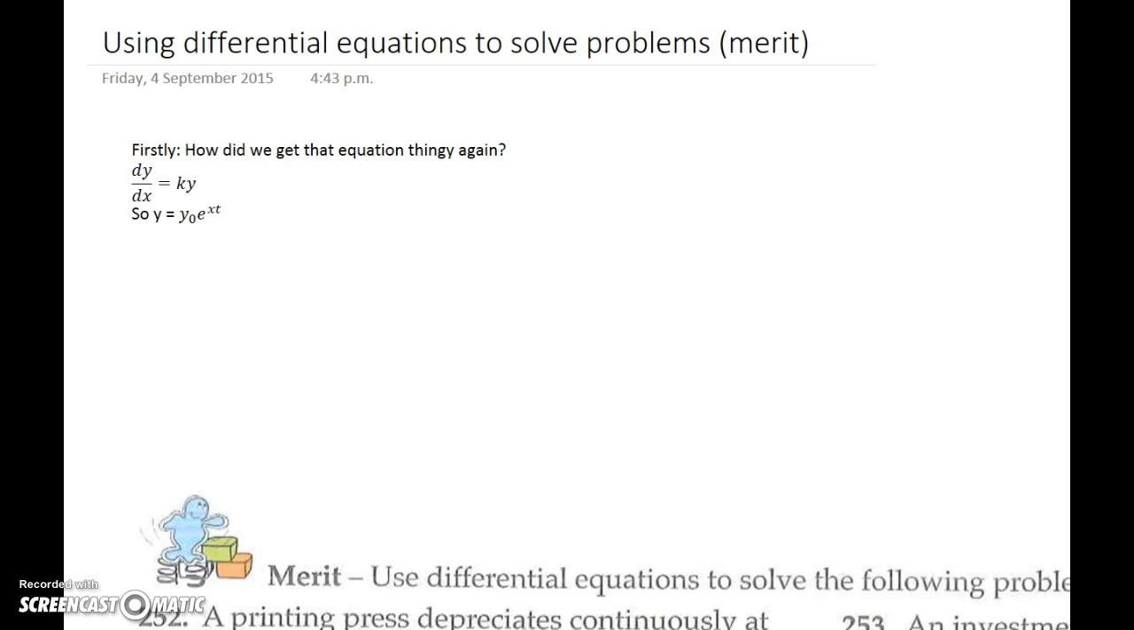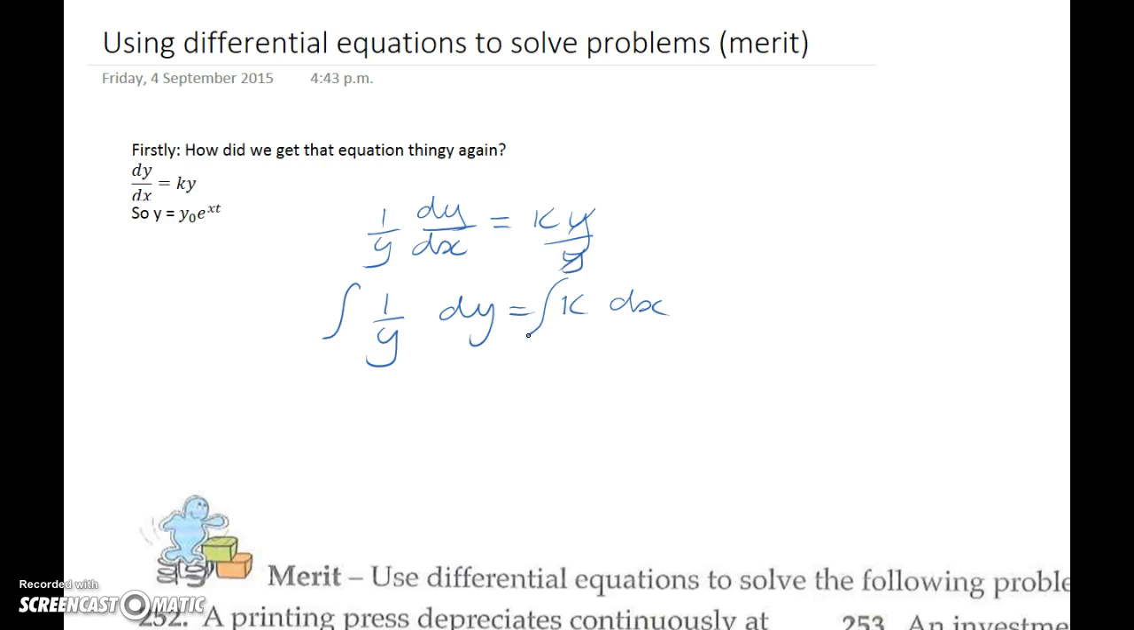Well, if you start off with dy/dx equals ky, remember from the previous lessons we needed to get our y on the side with the dy. So I would go 1 over y, because I've just divided by y, dy equals k dx. Looking at that, if I take the integral of both sides, I will have the natural log of y equals kx plus c.